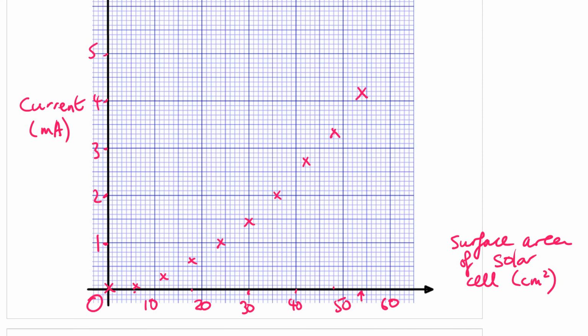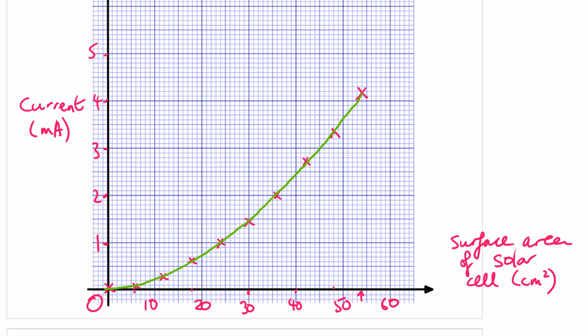Now we put in a curved line of best fit. I shall do this in a different colour. It's a curved line. You can see that straight away. You can stop for a moment and then regather your thoughts. You can see it's a curved line of best fit. And there we have it. Excellent. Now, the final thing is a conclusion.